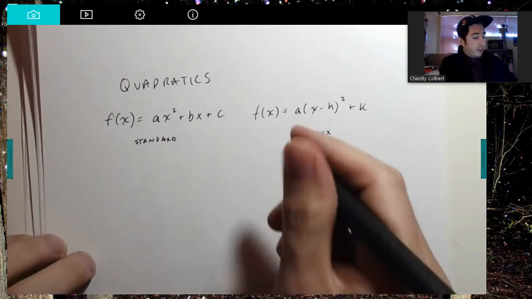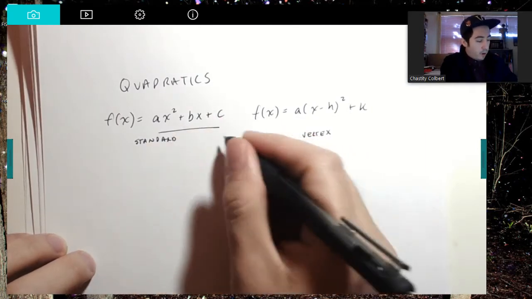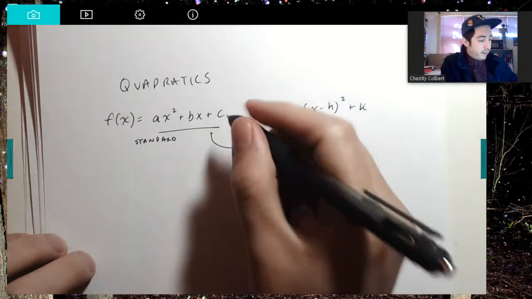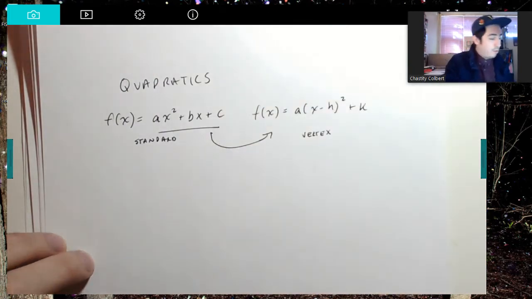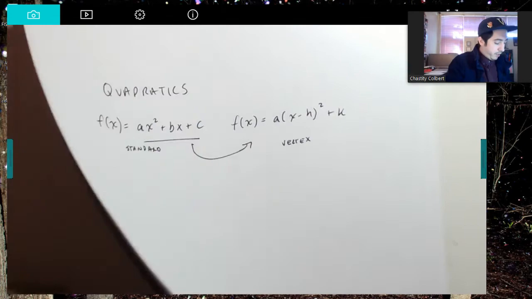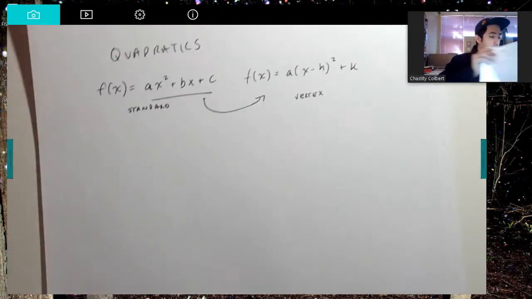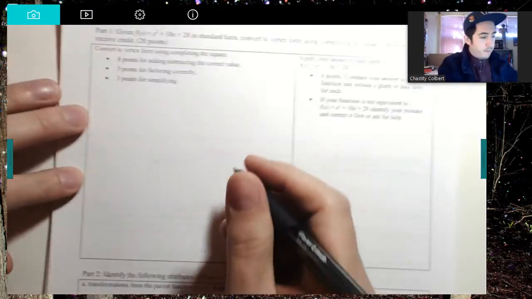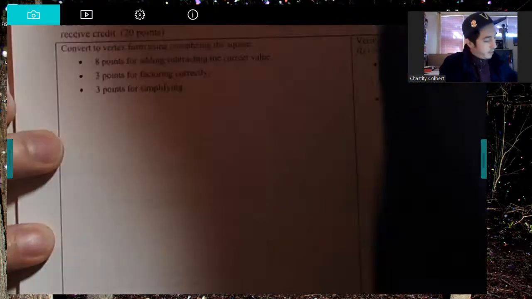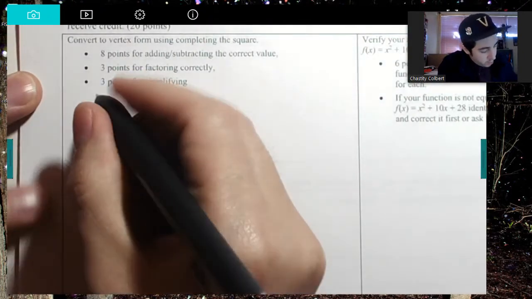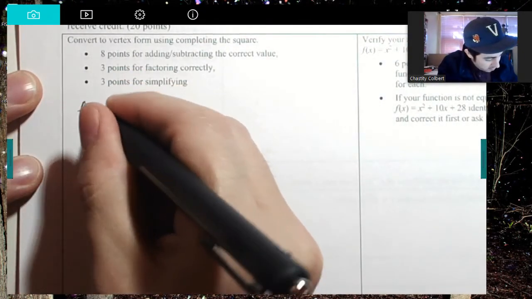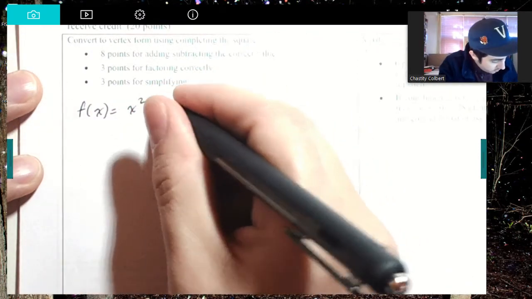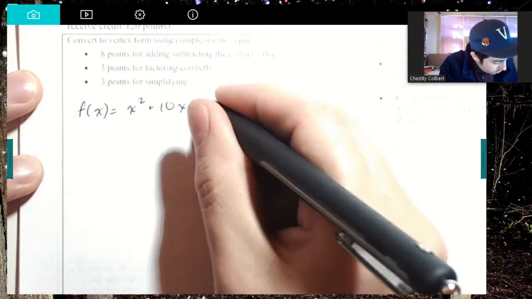So we're starting off with this. In the assignment, we want to go to this form. We'll do some work here and see if we can get that, then we'll check it another way. Okay, so let's start off this way. I'm going to zoom in. Again, I'm starting off with f of x equals x squared plus 10x plus 28.